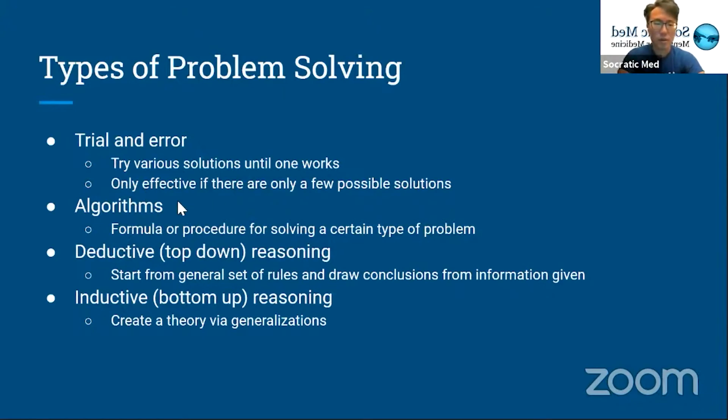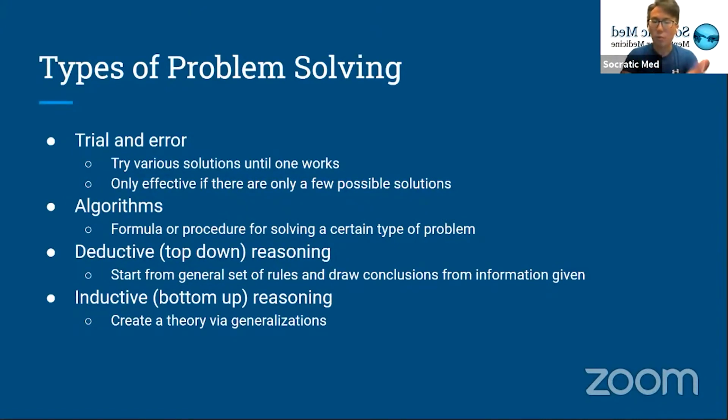Next type is algorithms. That's when you use a specific formula or procedure that is known to solve a certain type of problem. It'd be like equations that we use in physics or chemistry, things that we know will give us the answer if we have the necessary information and the right equation. So that's more cookie cutter: if you have specific things and a specific formula to use, you can use that.